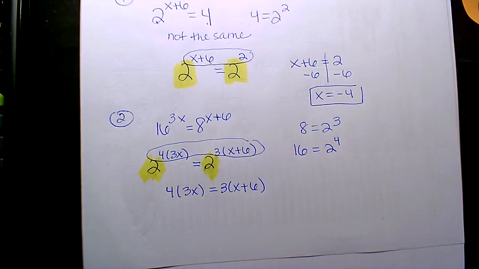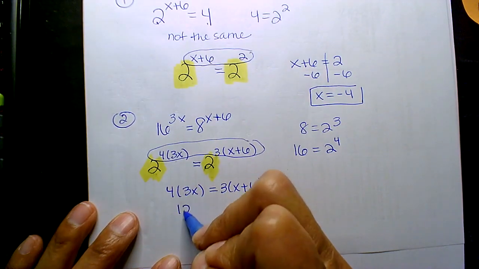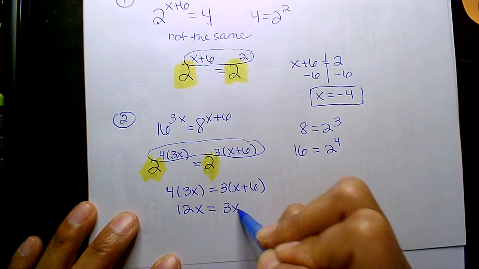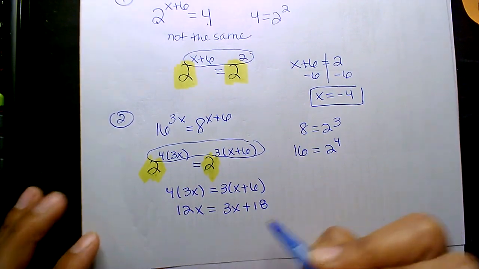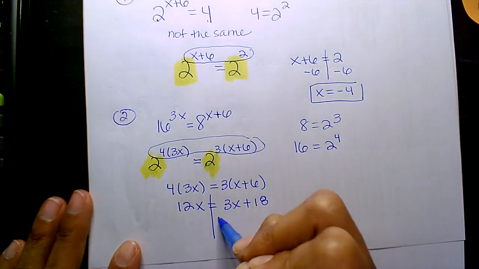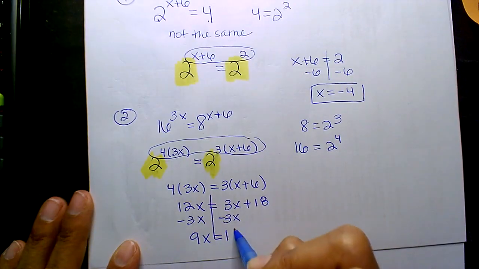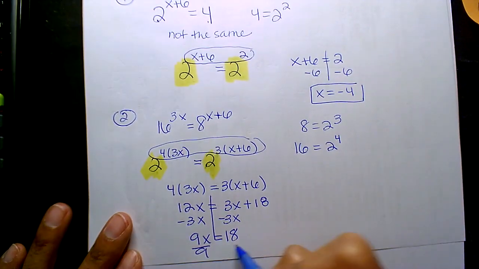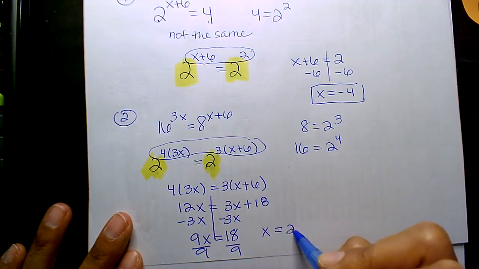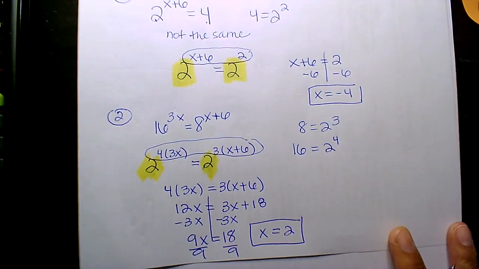I like these. I think these are fun, but I don't know. Some kids really struggle with them. Okay, so 12x equals 3x plus 18. Subtract 3x, and I get 9x is equal to 18, oh yeah, it was 6 because our number's nice and clean. So good job. Good eyes. So x is 2.